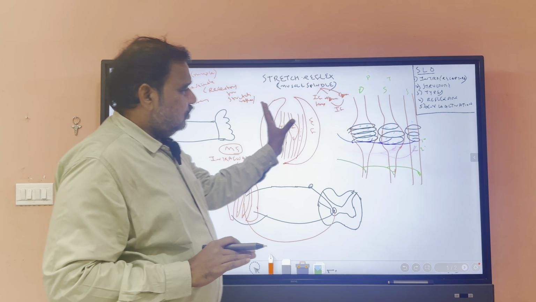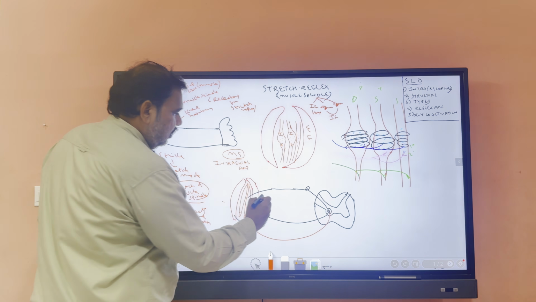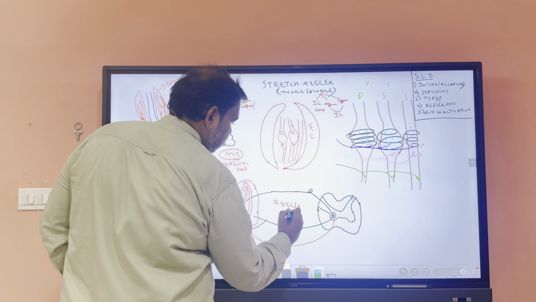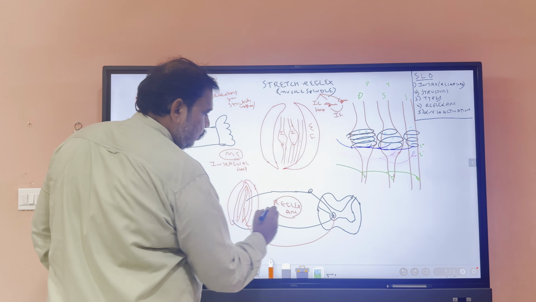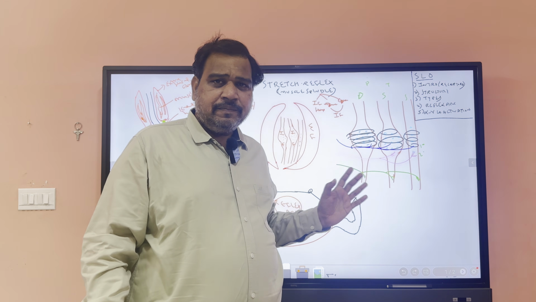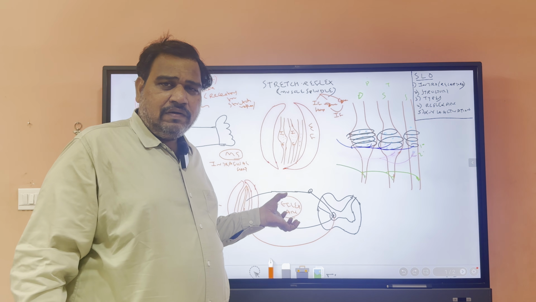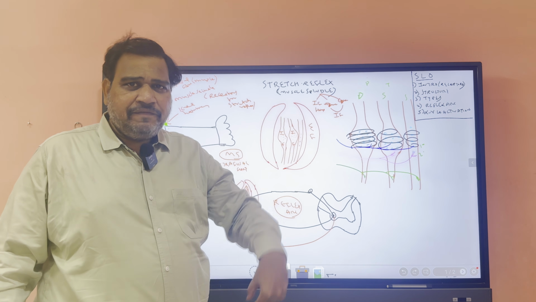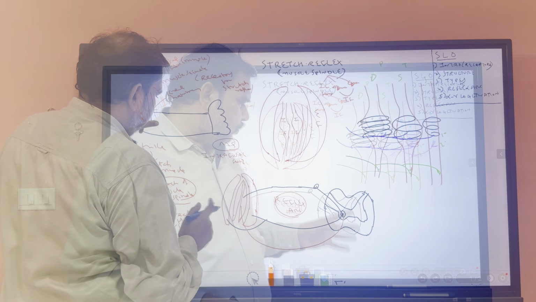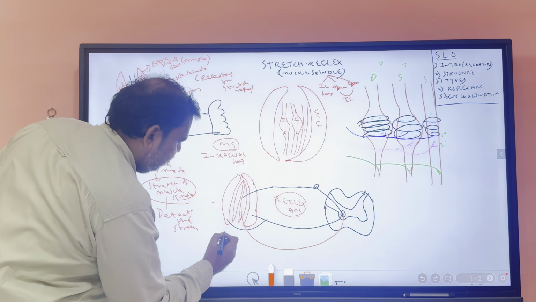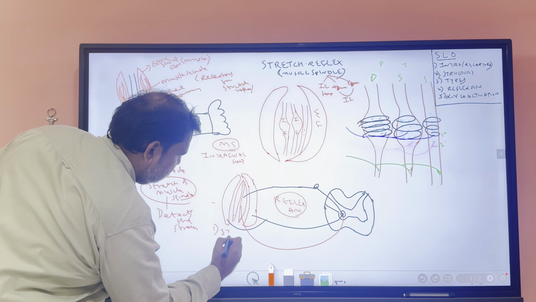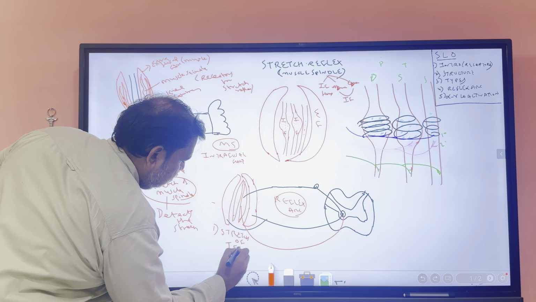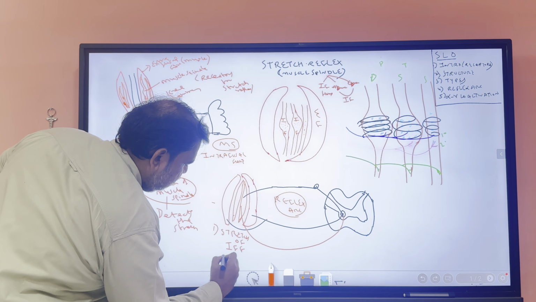Before going to the structure of the muscle spindle, I just want to tell the components of the reflex arc for stretch reflex. We all know the components of the reflex arc: receptor, sensory nerve endings, afferent, synapse, center, efferent, effector organ. These are the components of the reflex arc. The muscle spindle, this one, this is the intrafusal fiber. So first is stretch of the intrafusal fiber, which is a part of the muscle spindle.